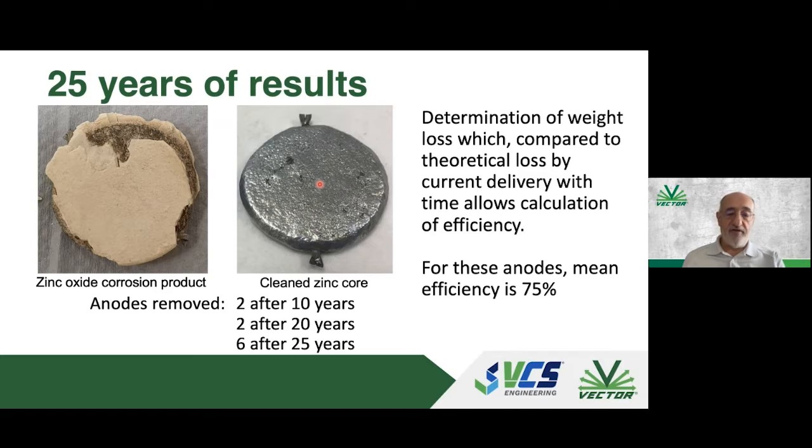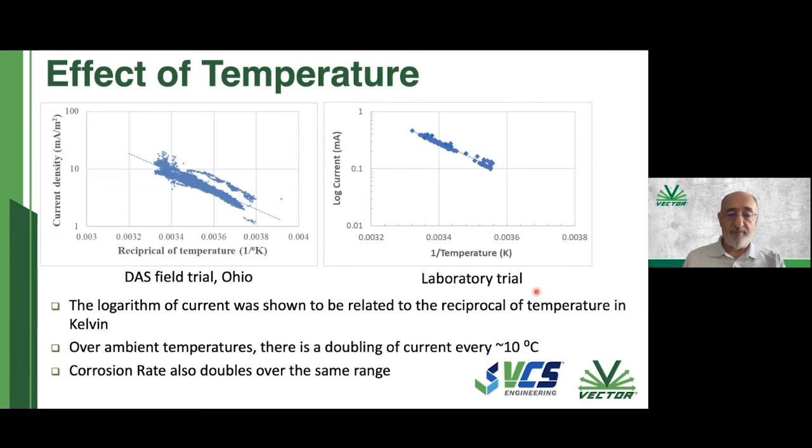Now, we've been monitoring the current, therefore we could work out in theory using Faraday's law how much zinc we should have used, then weighed the anode, and therefore found the actual amount of zinc that we used, and the ratio is the efficiency. So you have 75% efficiency, which means 75% of the anode was used to deliver the current, the rest of it was just self-corroding. So we established an efficiency, a very important parameter.